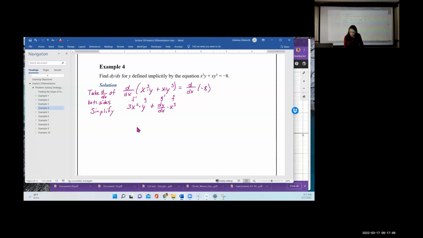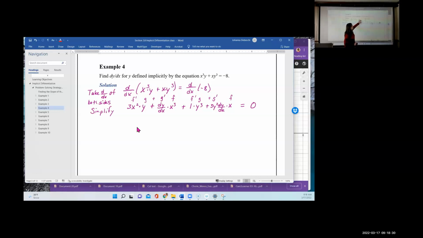And then I've got a product rule on the second term on the left side. So I repeat this. So the derivative of x is 1 times y cubed. That's f prime g plus g prime f. And g prime in this case is going to be 3y squared dy dx times f, which is x. All right. And then our right-hand side of the equation is going to be 0, since it's a constant, and the derivative of a constant is 0.